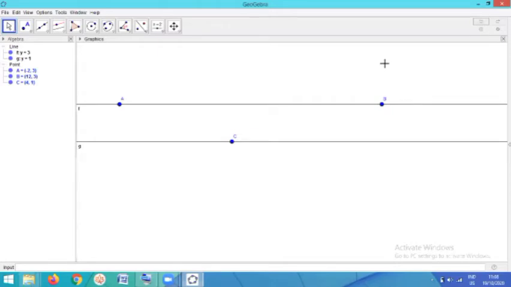Next, we determine the intersection point on the two parallel lines. Notice that the picture shows there is no intersection point on the two parallel lines. So we conclude that two lines are parallel if the two lines do not have an intersection point.